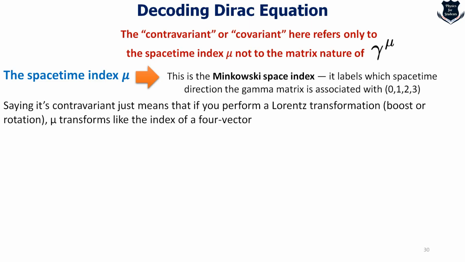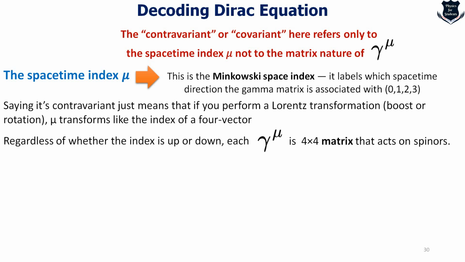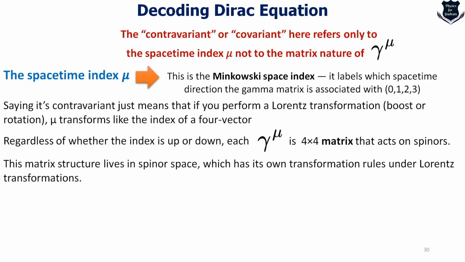And it is a contravariant index, which means that when you perform a Lorentz transformation, a boost or rotation, whatever, the mu transforms like an index of a 4-vector. But remember, regardless of whether the index is up or down, the matrix structure is not the same as the space-time index. That means the matrix structure lives in a spinor space, which we have just seen, and it has its own Lorentz transformation rule. But the space-time index, contravariant and covariant, is something which, when you get a Lorentz boost, transforms accordingly.